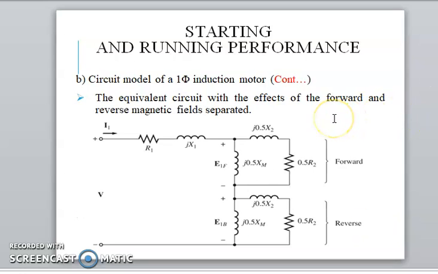Okay, when we come to the single phase construction, we have to separate the forward and the reverse magnetic field effects. In the single phase we have two poles, the upper pole and the lower pole. So the forward will be separated from the reverse one, and when we separate them, the values will be half for the forward and half for the reverse.